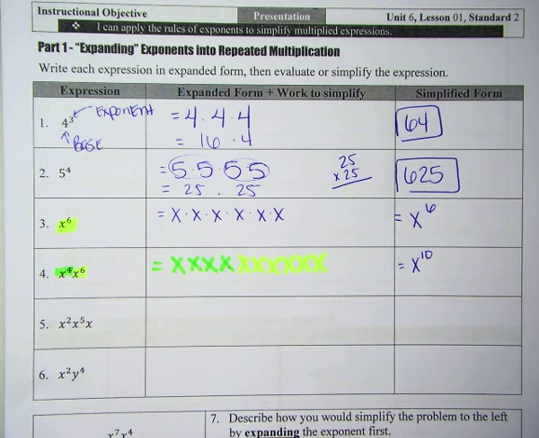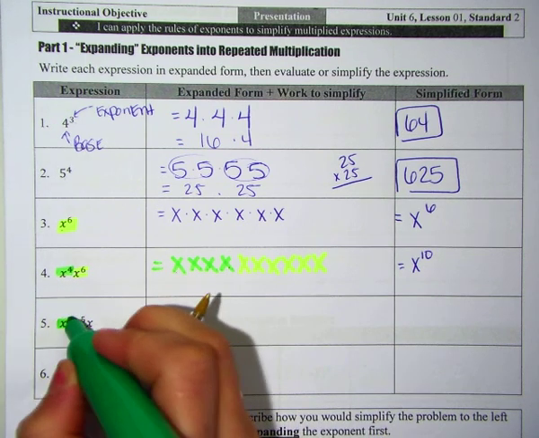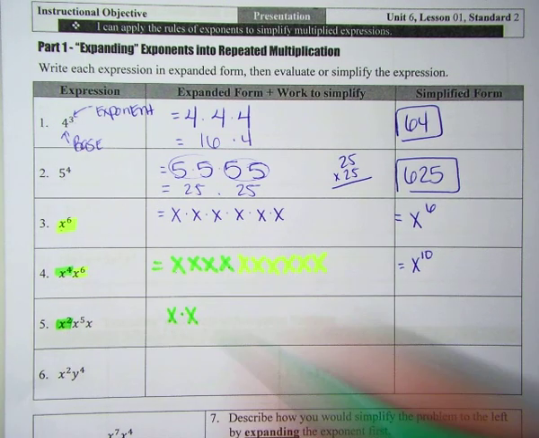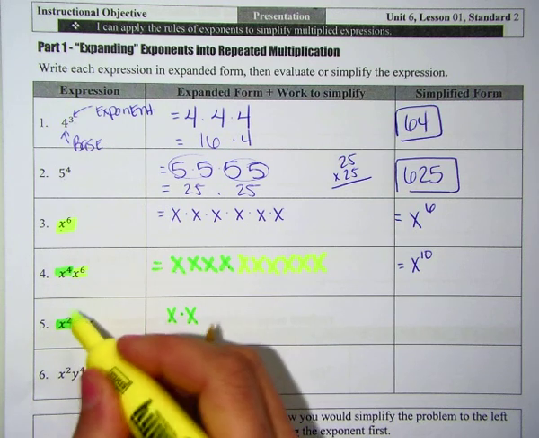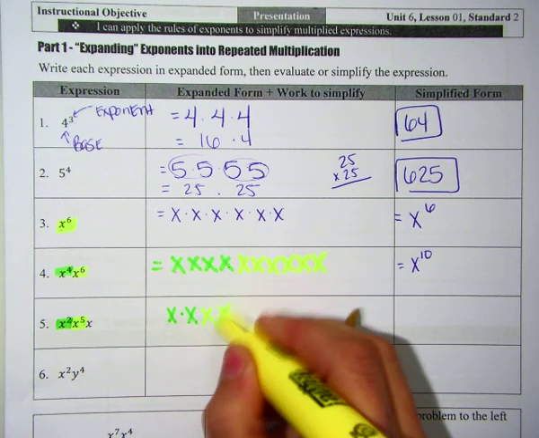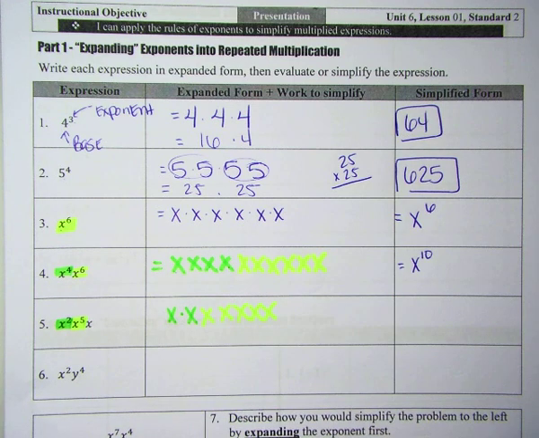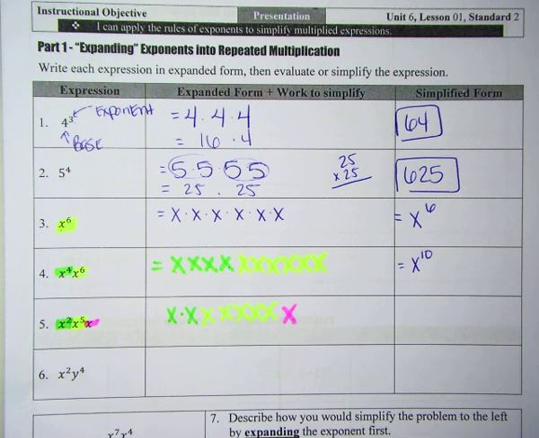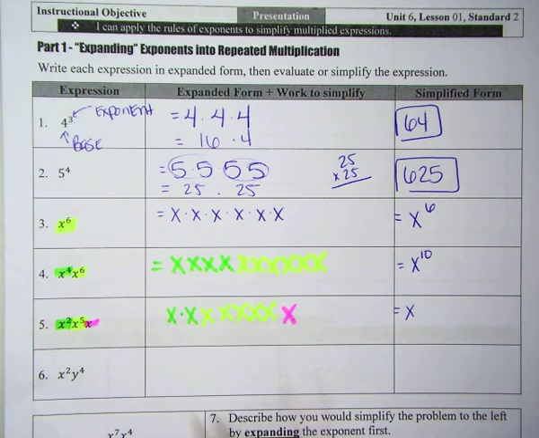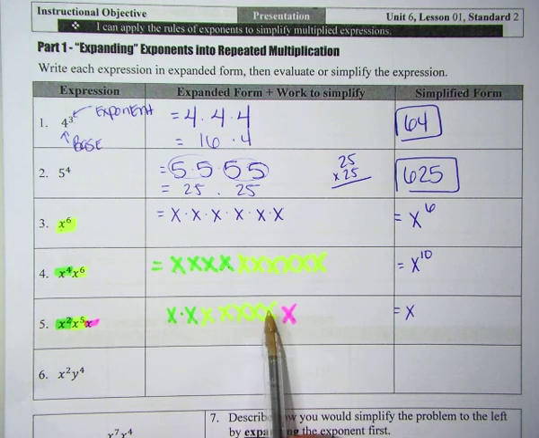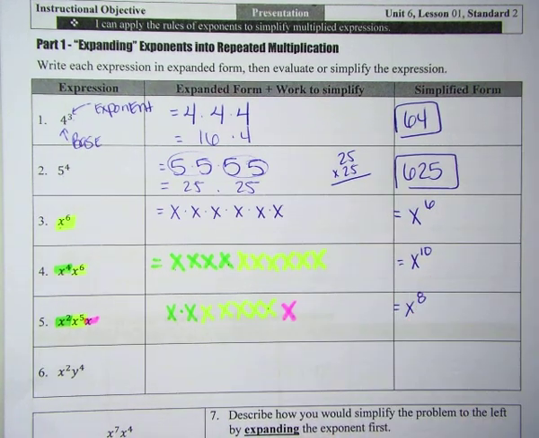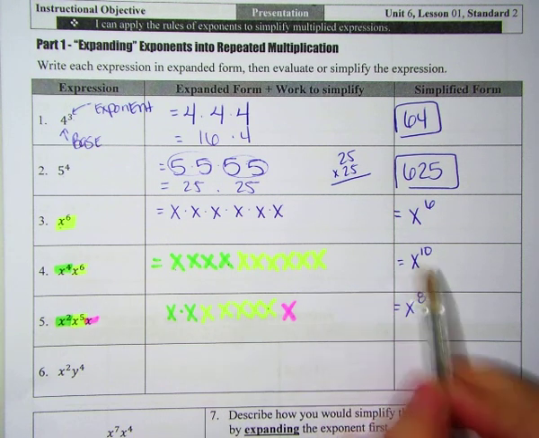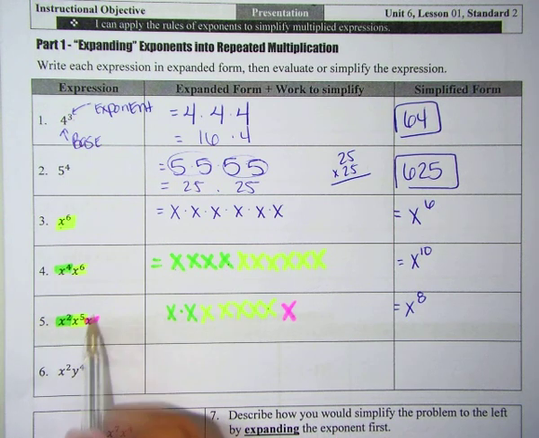Do the same thing for the next one. X to the second power, so x times x. X to the fifth power, so 5 of them. And then just a single x. Count up how many times we're multiplying x times itself. 1, 2, 3, 4, 5, 6, 7, 8. X to the 8th power. Notice that 4 plus 6 is 10, and 2 plus 5 plus 1 is 8.